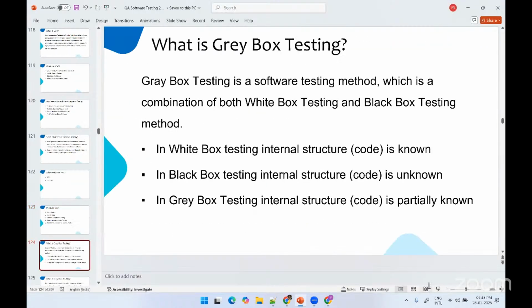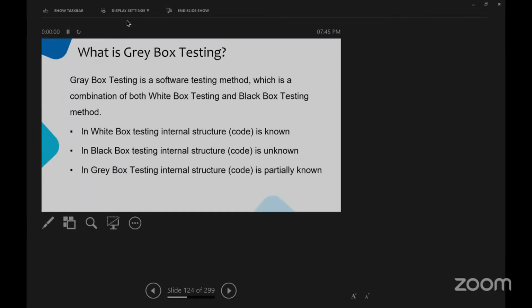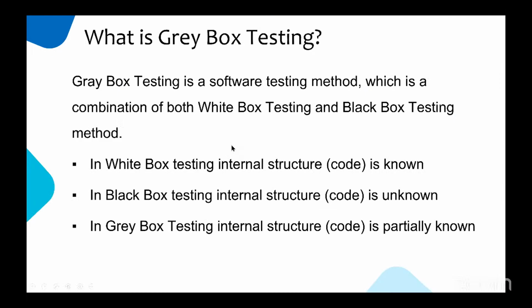Okay, then comes gray box testing. What we learned is two types of testing. One is white box testing, another one is black box testing. White box testing is done by the dev team. Black box testing is done by the testing team. And there is something called gray box testing. Here again, it's a simple guess. This will be done by whom?